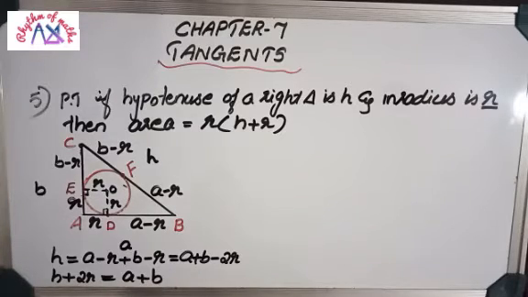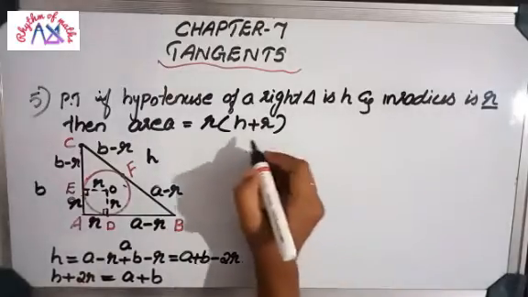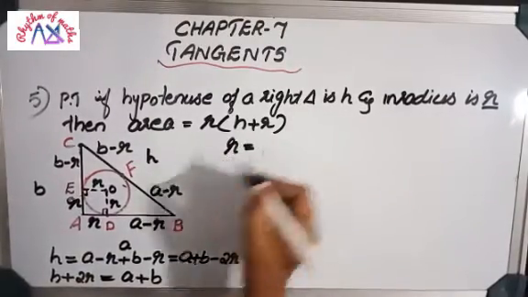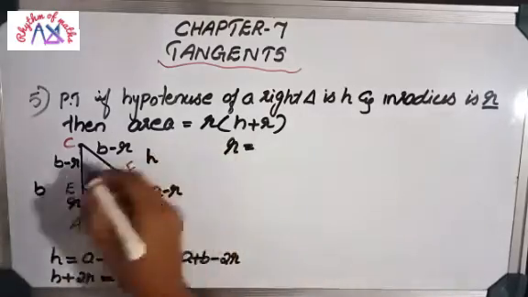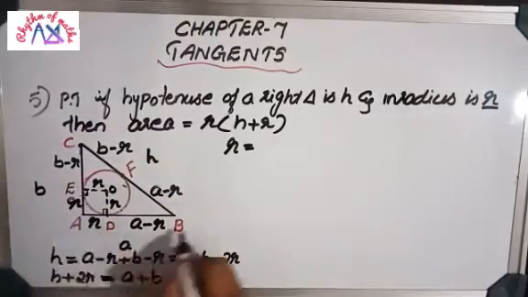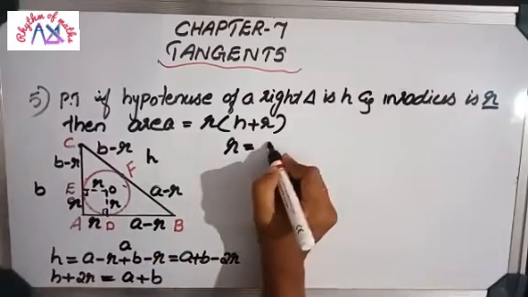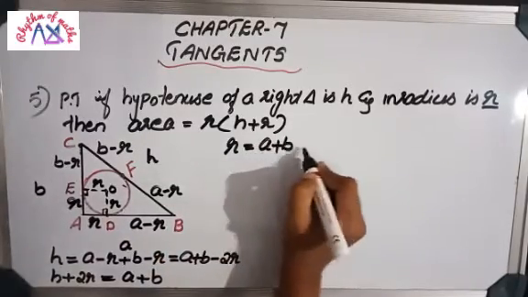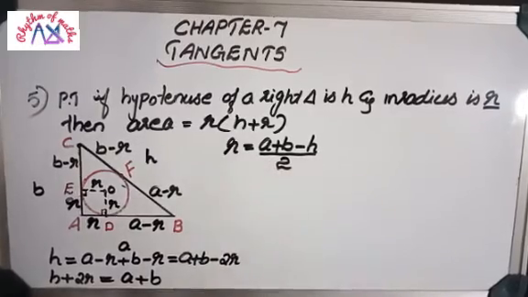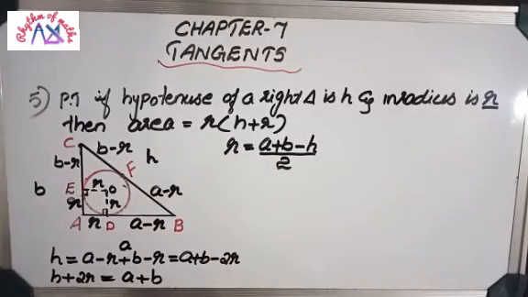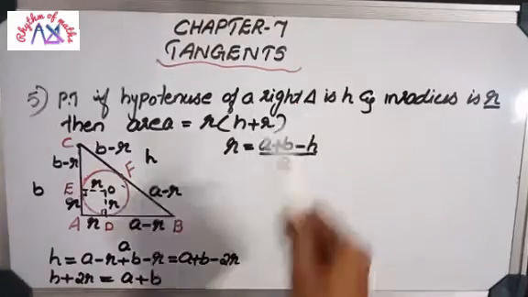In radius, what is the equation? For a right triangle, the inradius equation is the sum of the perpendicular sides minus the hypotenuse, divided by 2. So let's write that equation first. Here the perpendicular sides are A and B, so A plus B minus hypotenuse, whole divided by 2. This is the inradius equation for a right triangle.